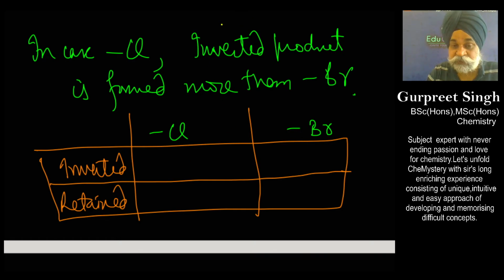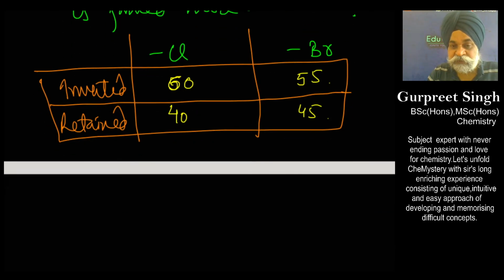Just for your understanding, I may say that the inverted product in the case of Cl is, for example, 60%, and in this case it is 55%. So retained would be 40 in the case of Cl and 45 in the case of Br. So what does it mean? If inverted is formed more, then the percentage enantiomeric excess, or rather, first I write the percentage racemization.